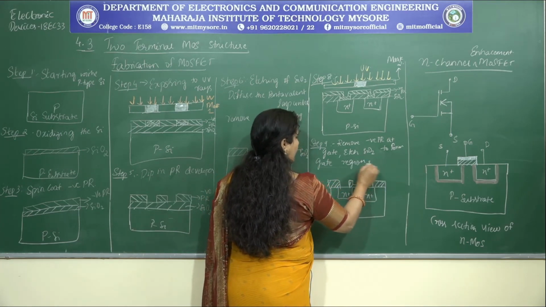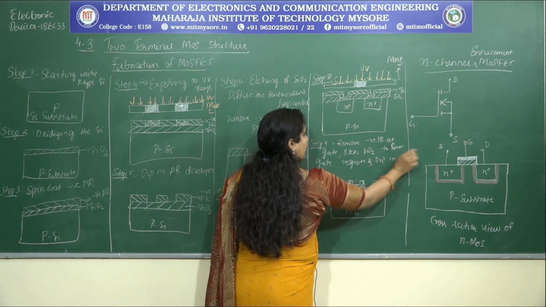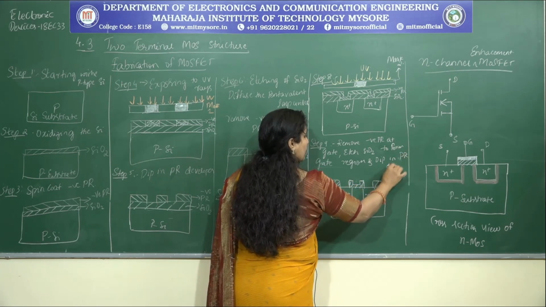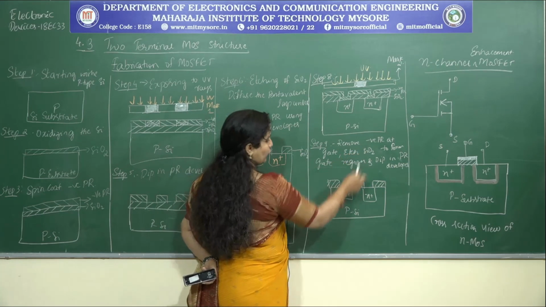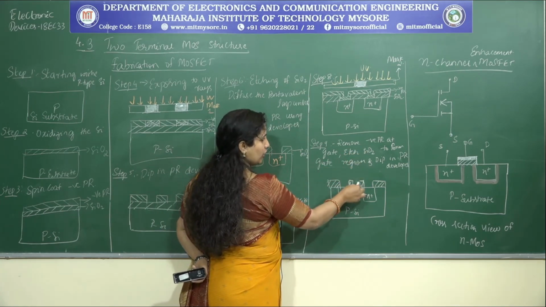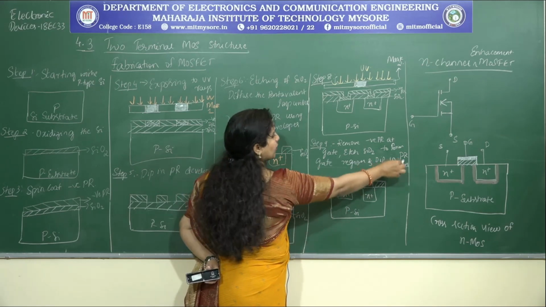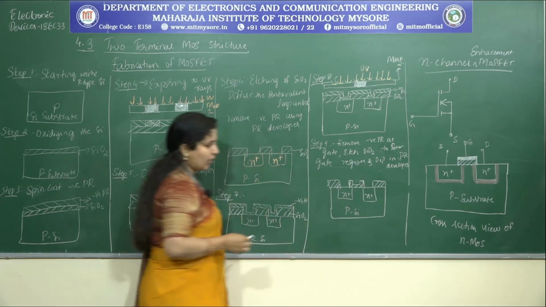And then dip in PR developer. So what did I do? I removed the negative PR here first at the gate and then etched the silicon dioxide, and then I dipped it in the PR developer to remove the overall photoresist, and this is the structure that I'll be getting.